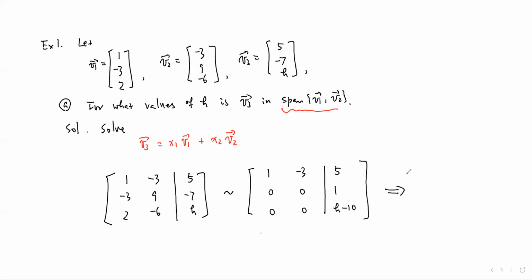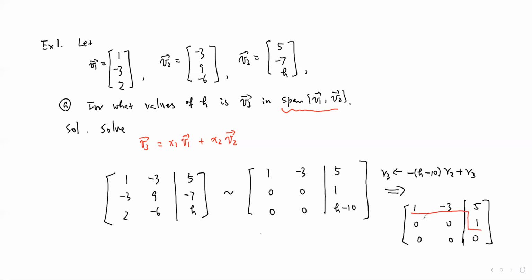Here, h is a number. I take negative (h minus 10) times row 2, then plus row 3, and put the result in row 3. Then h minus 10 is gone. I get this matrix. All right, now this matrix is in echelon form. You see, echelon form, right?